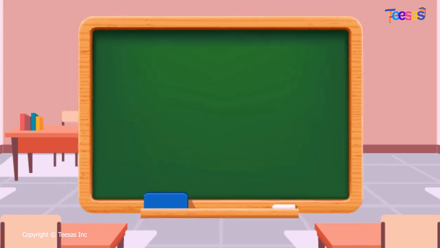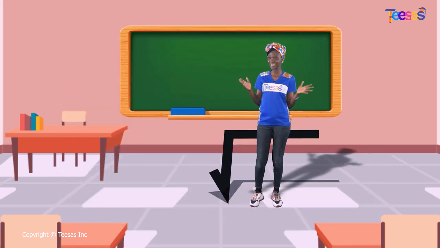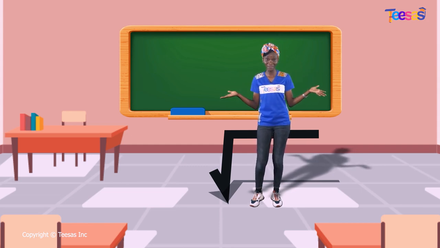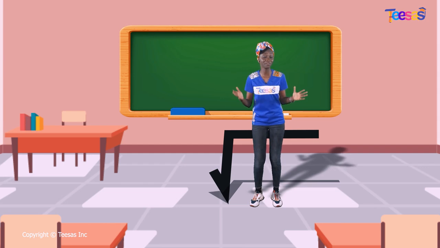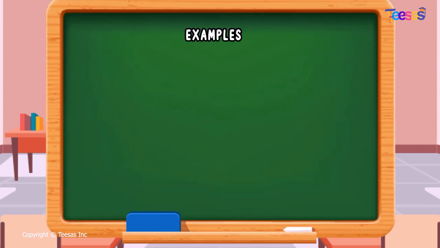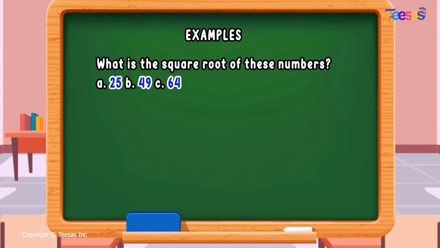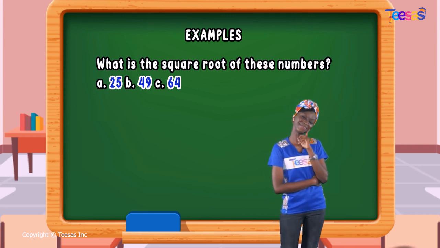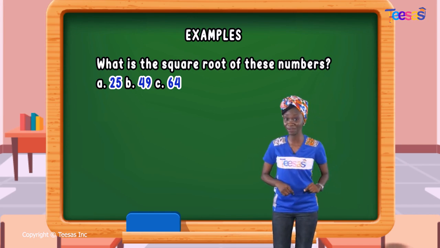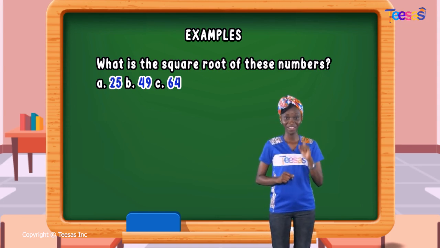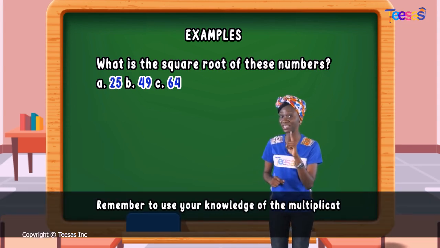And when these are multiplied twice, we get the perfect squares. So, to find square roots of a perfect square like 9, 16, 25, 36, 49, and so on, you just think of the number that will be multiplied by itself to give the perfect square. Let's take a few examples. What is the square root of these numbers? 25, 49, and 64. It's easy. Just think of the number that will be multiplied by itself to give the perfect square. Remember to use your knowledge of the multiplication tables.